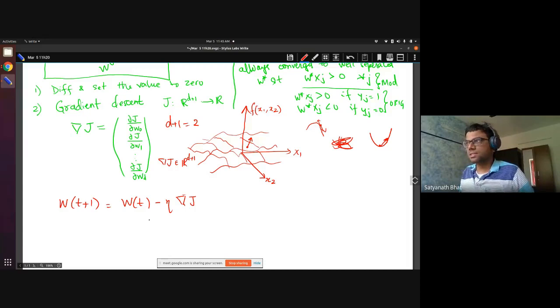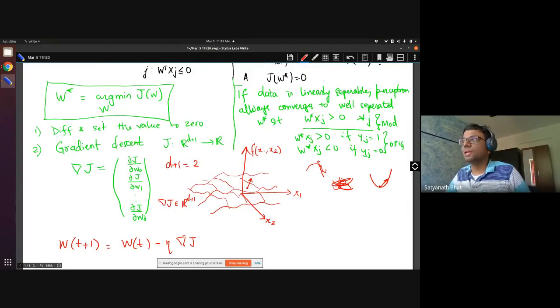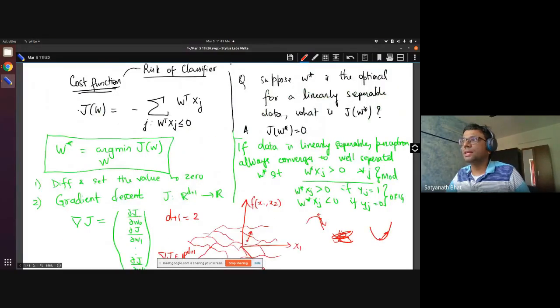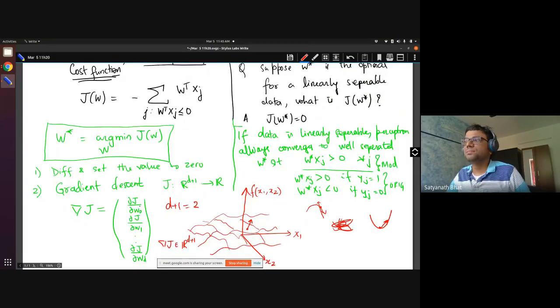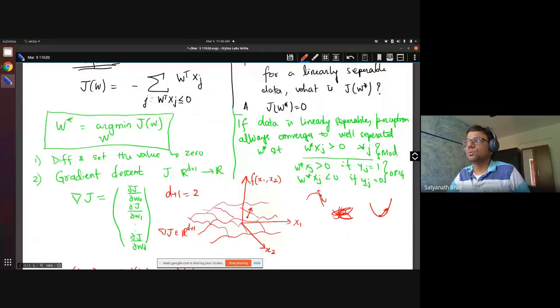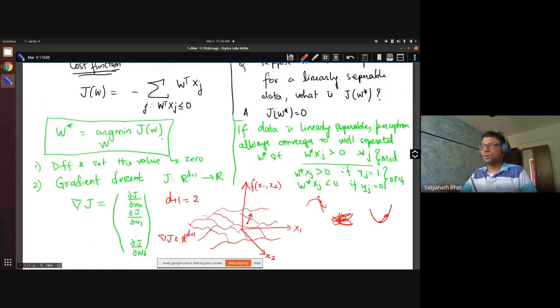Given that this is the gradient descent algorithm, we now need to take the gradient of this with respect to each of these things, and that is what grad J is. If you take the gradient of this with respect to all of this, what do you get? You can try this out. You have to take the partial derivative with respect to w0, w1, w2, and so on.